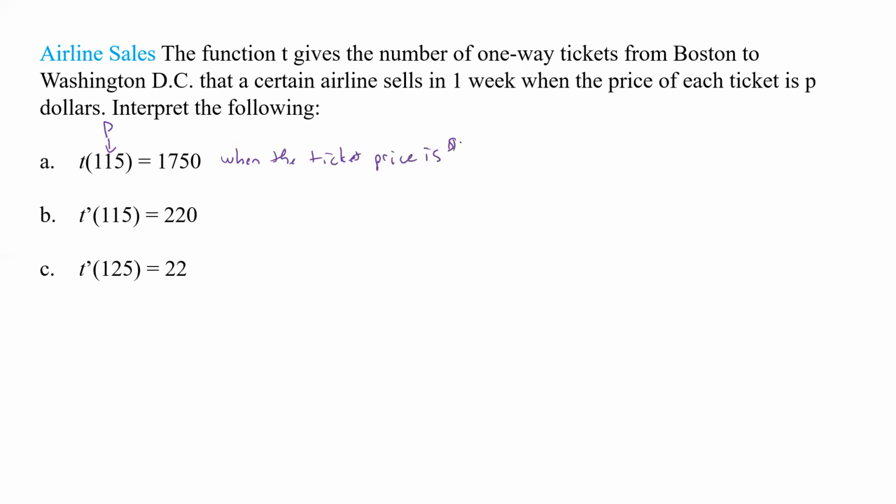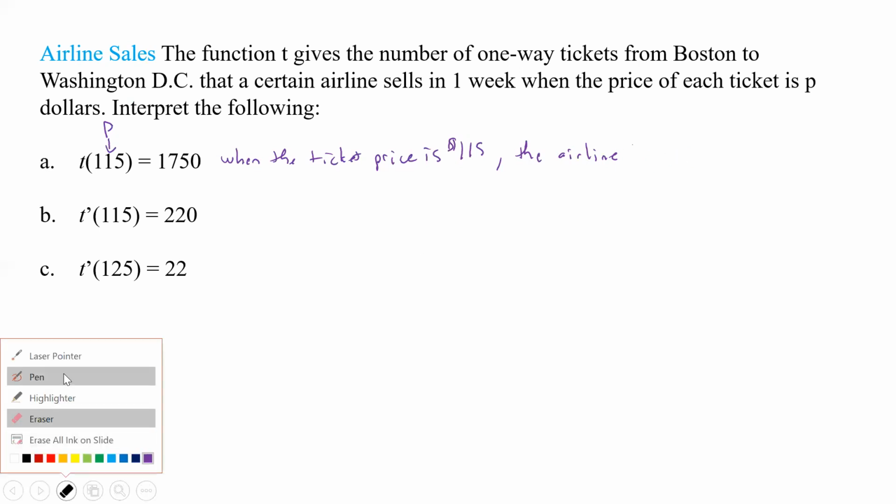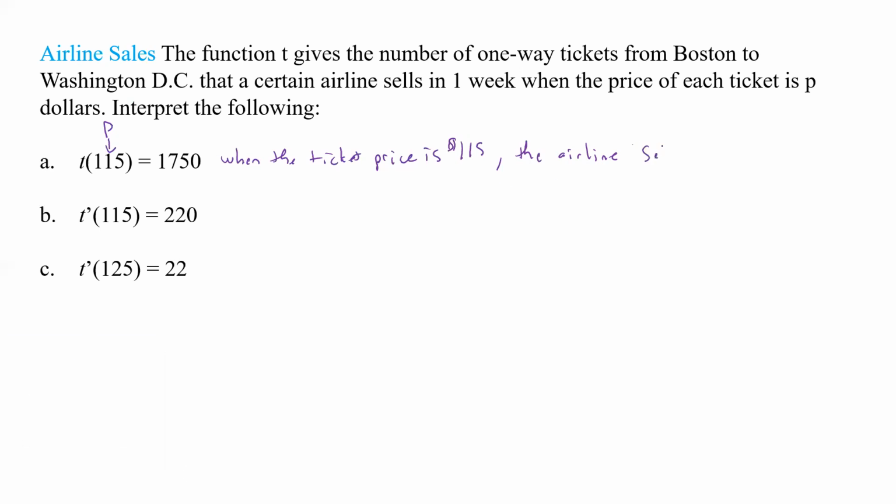So let's write that: when the ticket price is $115, the airline sells 1750 tickets from Boston to, we'll just call it DC, so we can shorten it, in 1 week. We've got to write it right the first time.